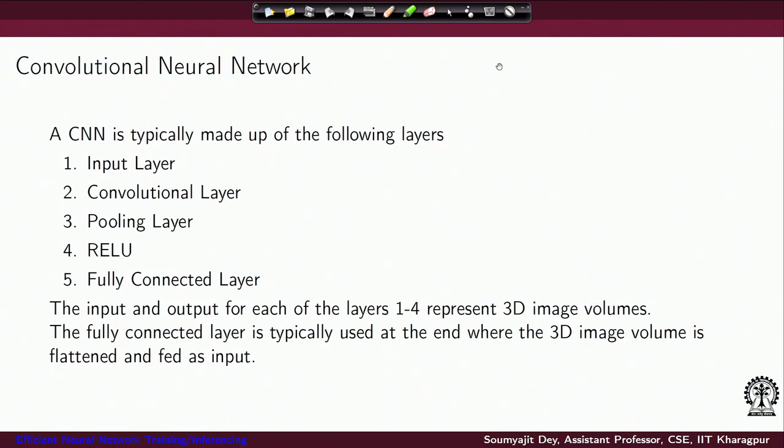The input and output for each of these layers 1 to 4 represent 3D image volumes. So, up to the ReLU layer, the input is a 3D image. After the convolution operation, I get 3D volumes. After the pooling, I will again get a 3D volume with some reduction in the height, width, etc. Even after ReLU, I have a 3D volume, but the fully connected layer is used at the end, and the 3D volume is flattened and provided as a linearized score, right.